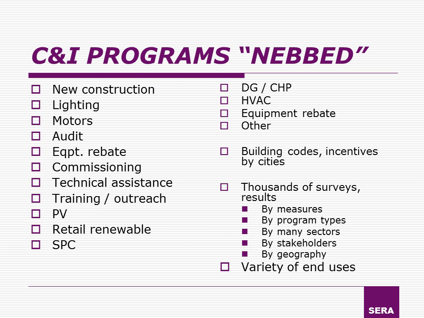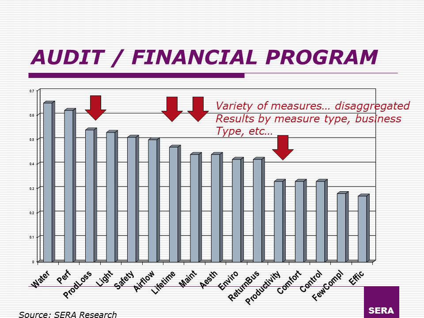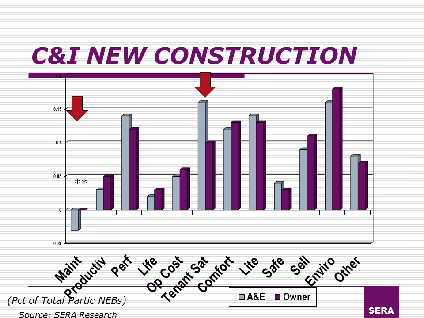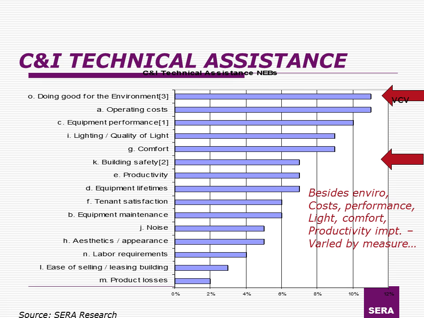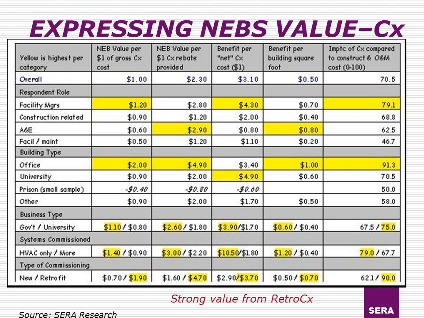For commercial and industrial programs, we see a whole variety of programs NEB'd again, and some of the benefits that come out of those, including some of the audit and financial programs, were lower product loss, better productivity, greater lifetime of measures. For new construction programs, we saw such things as tenant satisfaction. For technical assistance programs, we saw things like safety. A whole variety of things come across in NEBs evaluations. You can also express the NEBs in a number of different ways.